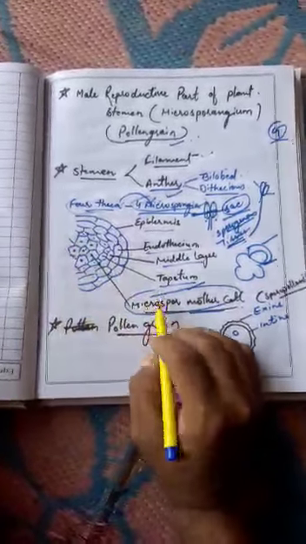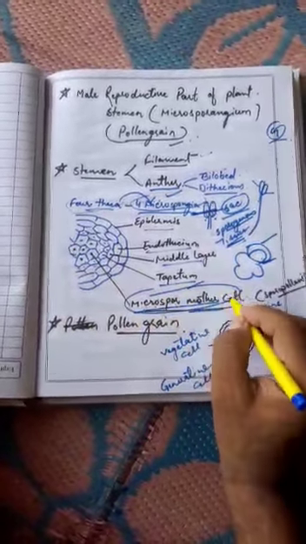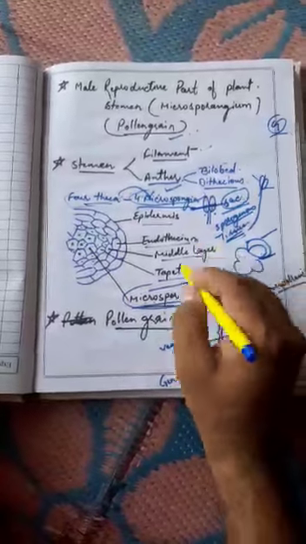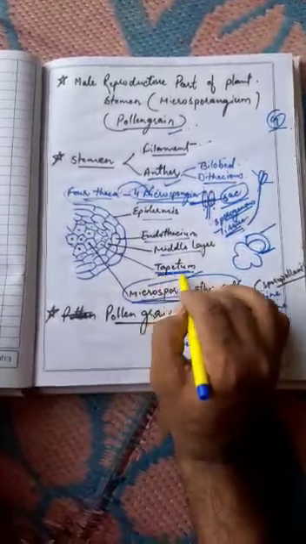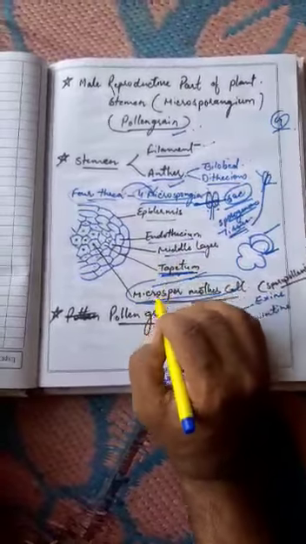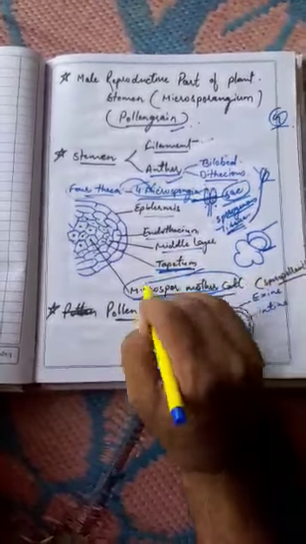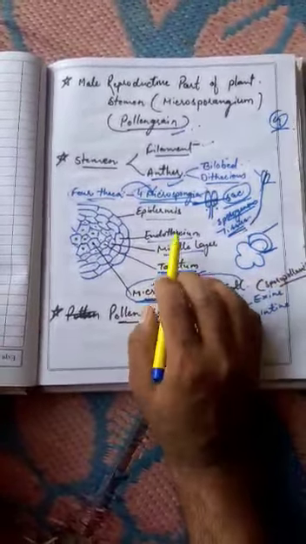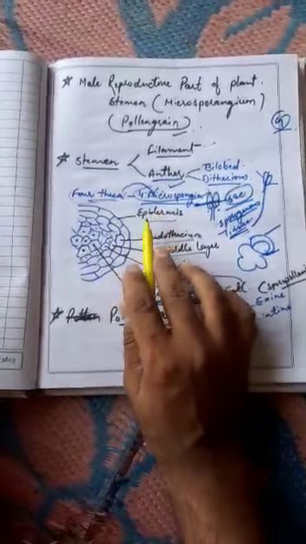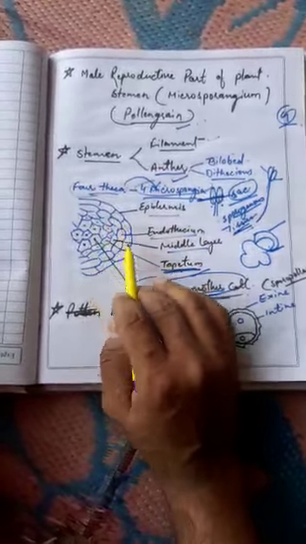Now, when these mother cells produce pollen grains, they need energy. So that energy or nutrition comes from the tapetum. The tapetum provides nutrition to the developing microspore mother cells as they become pollen grains. The middle layer, endothecium and epidermis are protective in nature and they protect the anther.